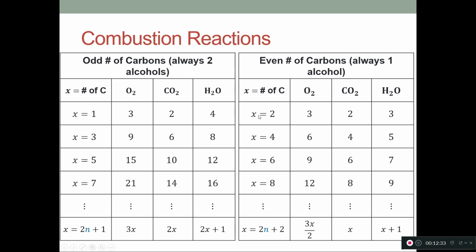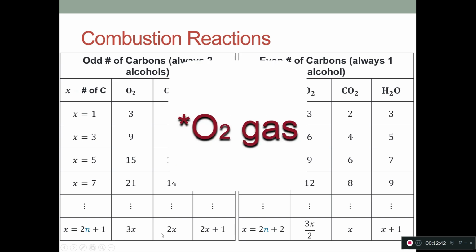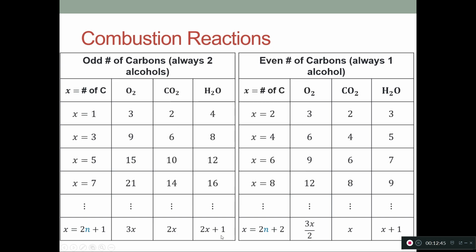And when the number of carbons is odd, we have 3X for the number of oxygens, 2X for the number of carbon dioxides, and 2X plus 1 for the number of waters. Then when the number of carbons is even, we have 3X over 2 for the number of oxygens, X for the number of carbon dioxides, and X plus 1 for the number of waters.